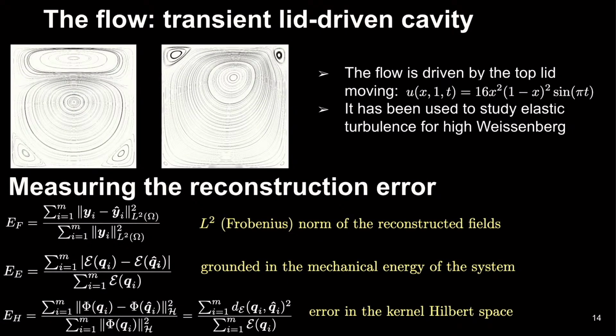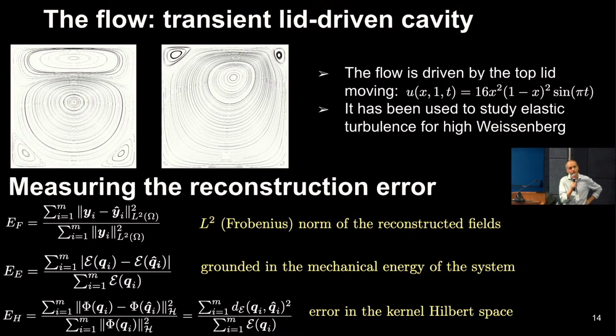Now in terms of benchmarks and results, for the first test we select this classical transient lid-driven cavity flow. It's important to include some dynamics in this flow, so we impose a time function at the lid. We measure the reconstruction error according to these metrics, and you can select your specific metrics to analyze the reconstruction of the field or just look at the mechanical energy inside the system.